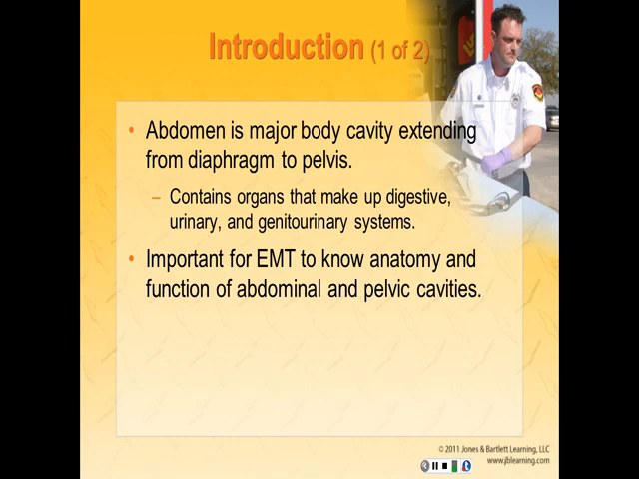The abdomen is the major body cavity extending from the diaphragm to the pelvis. It contains the organs that make up the digestive, urinary, and genitourinary systems. Some organs within the abdomen are better protected from injury than others, and it is important for you to know the anatomy of the abdominal and pelvic cavities and where organs are specifically located. You also must understand the functions of the organs so that you can assess how serious the injury may be.